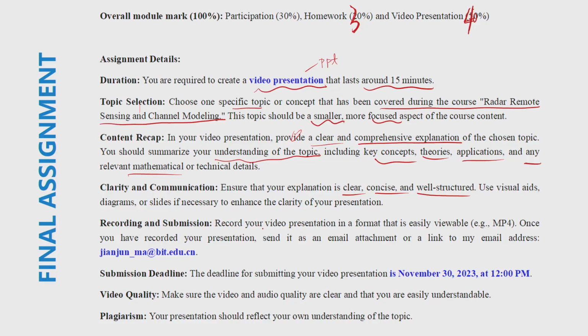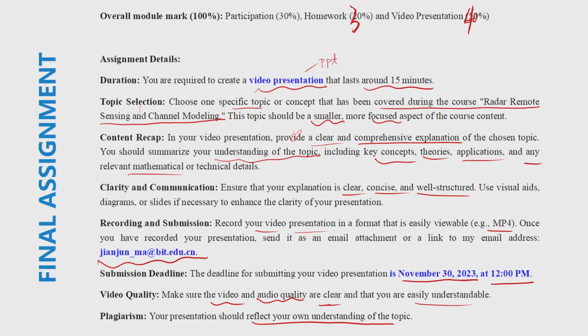Then record it in a format, maybe MP4 or some other usable format, and send it to my email account. This is my email account, and the deadline is November 30th at 12 p.m. Make sure the video and audio quality are clear, so I can understand you, and that it reflects your own understanding of the topic. This is our final assignment, and then I think our course should be done.